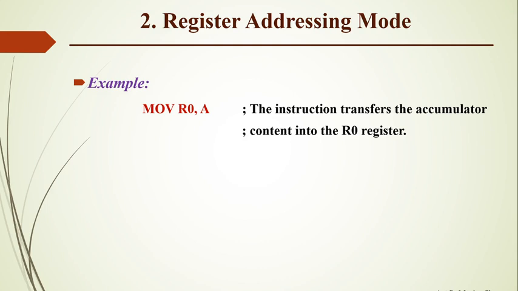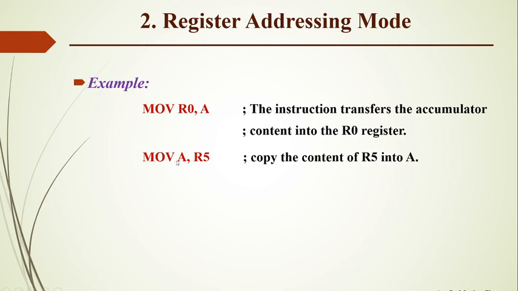Here, MOV R0, A. In this instruction, A is the source operand, which is also an 8-bit register, and R0 is the destination operand, which is an 8-bit register. So the sizes of both registers are equal. In this instruction, the content of the accumulator will be loaded into the register R0.